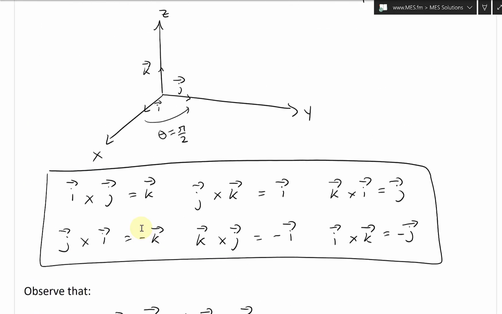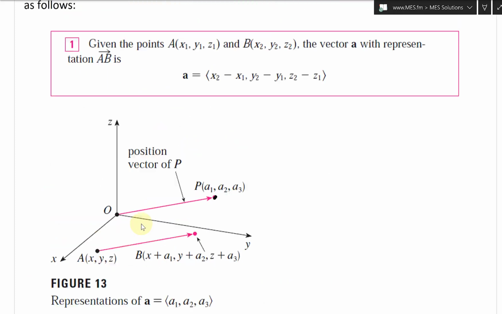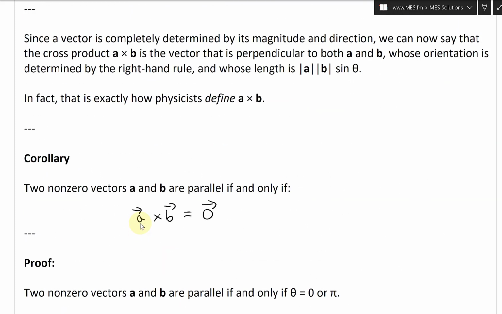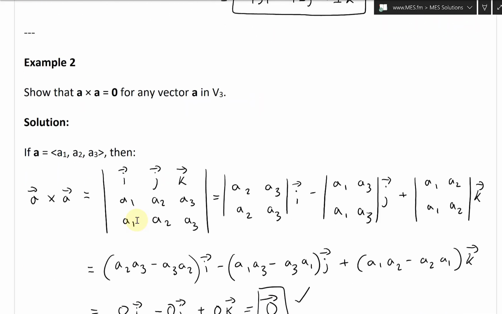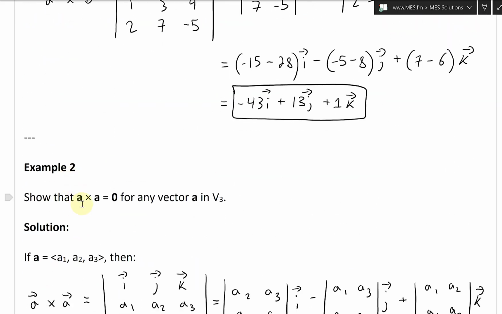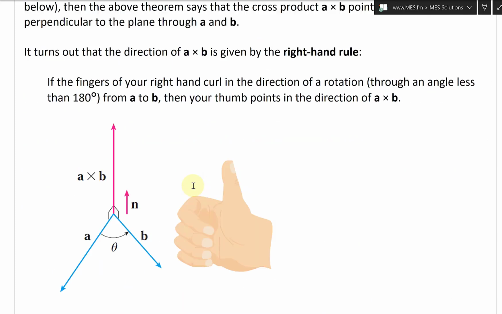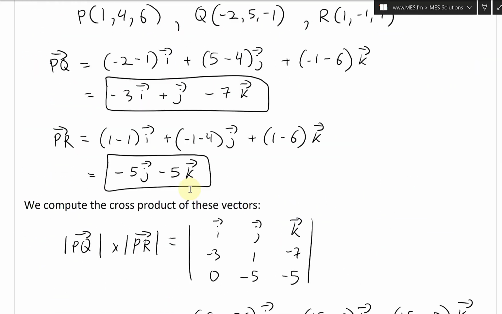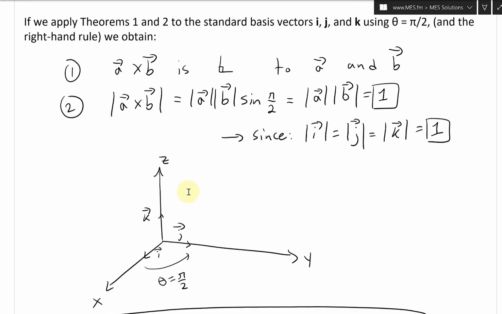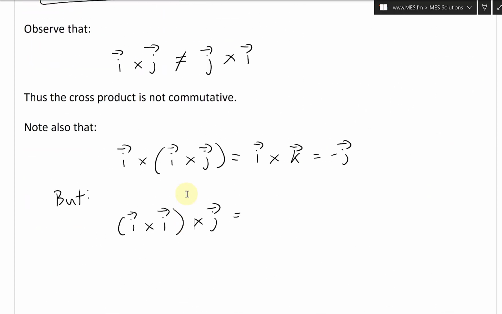I think it was in example 2 or example 1. Let's scroll up. Where's that example? It's right over here, example 2. So a cross a is equal to 0 for any vector in the set V3, or vectors in 3 dimensions. All right, going back to this. So we have this.